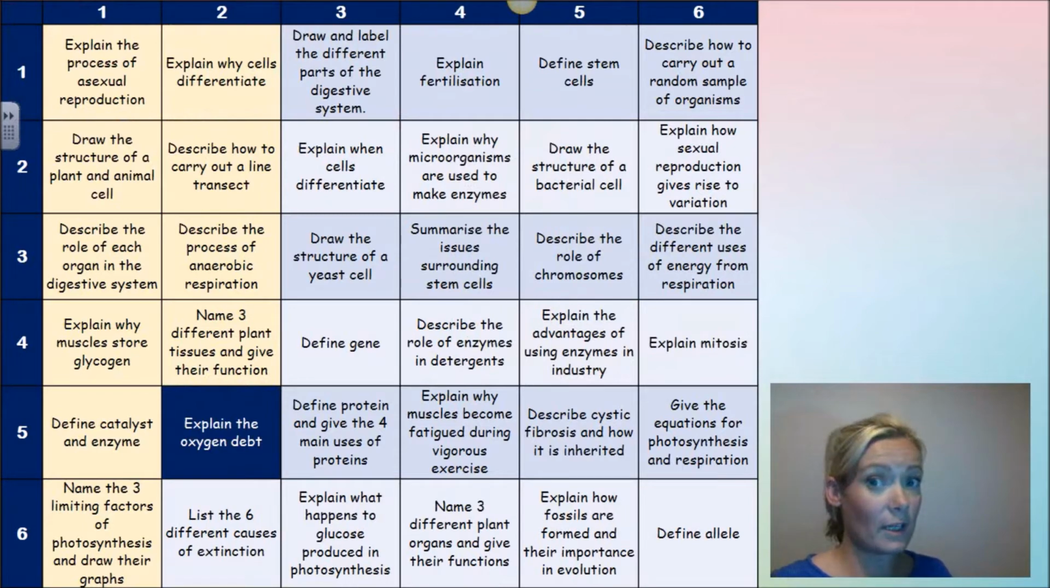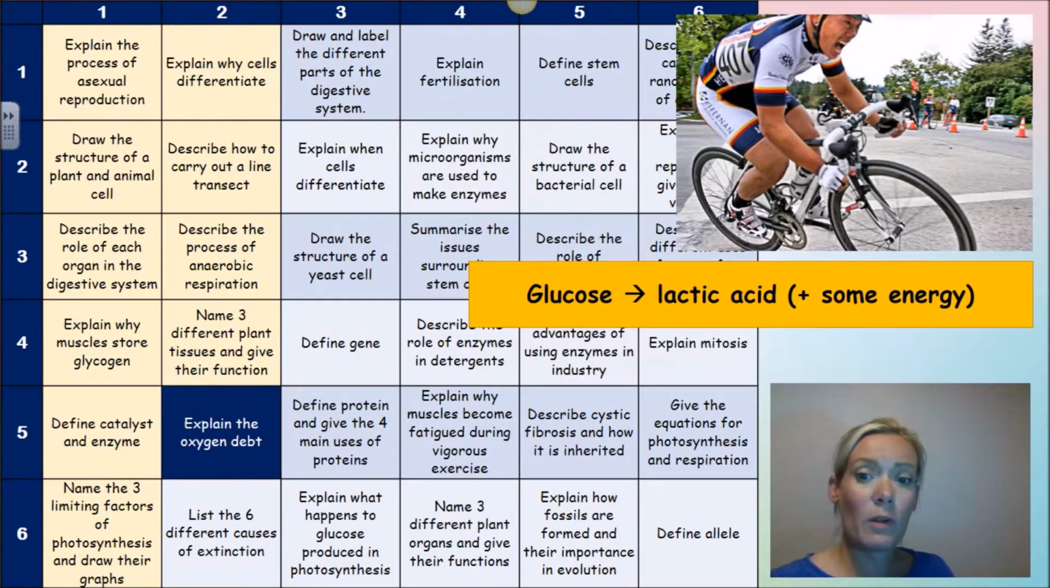Right, explain the oxygen debt. So oxygen debt would be when somebody is going through anaerobic respiration and producing loads and loads of lactic acid because they're respiring without oxygen. So again, you can see here it's that burst event, that sprinting, that weightlifting.